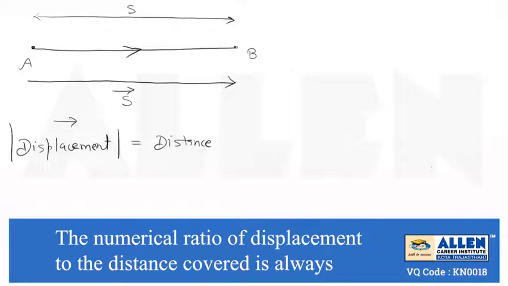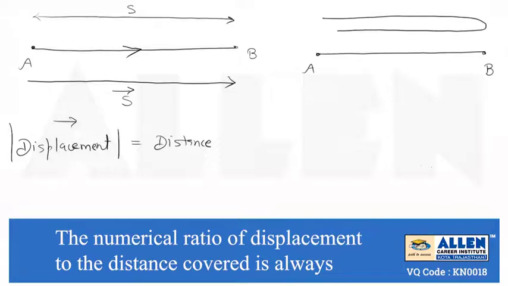But suppose the particle returns back from B on the same path. As we discussed before, the particle is at point B. If the particle returns back to point A along the same path, we have to find the value of distance. So if the particle moves from A to B and then returns back to its initial position A, we have to find the value of distance.